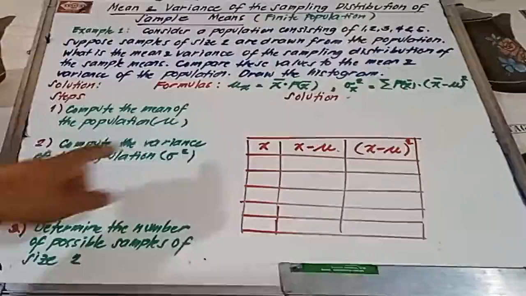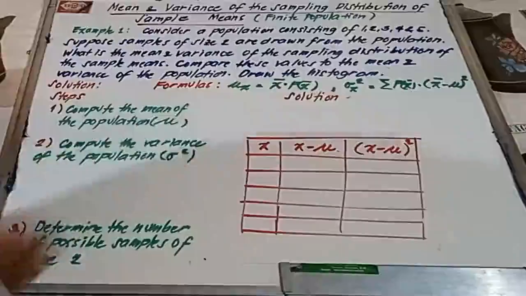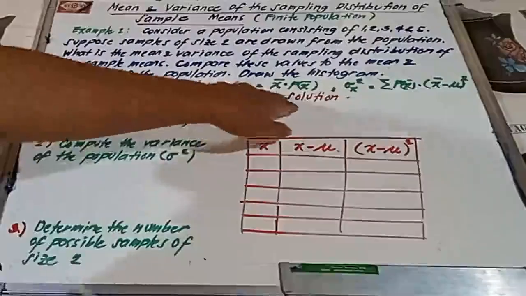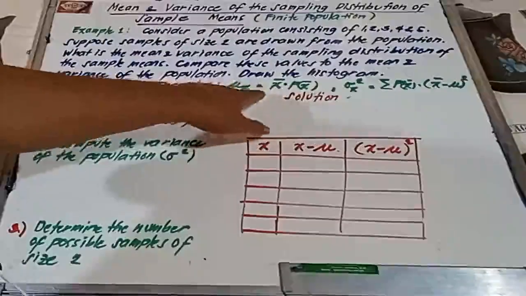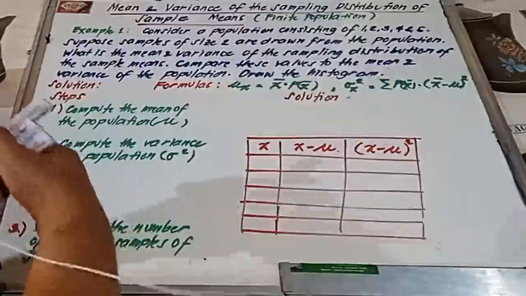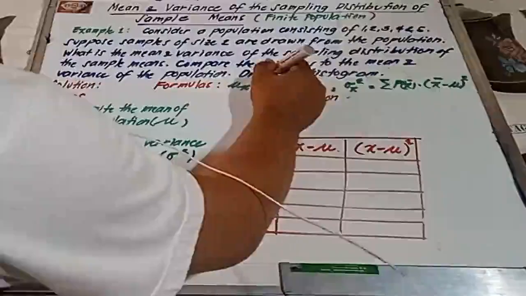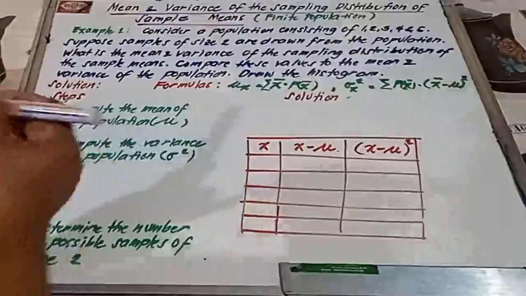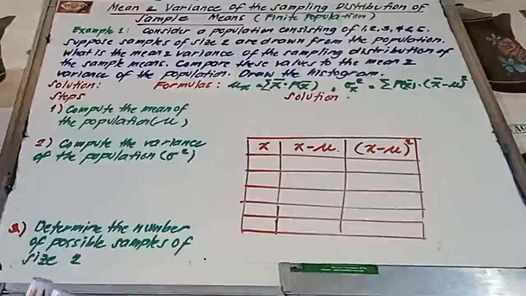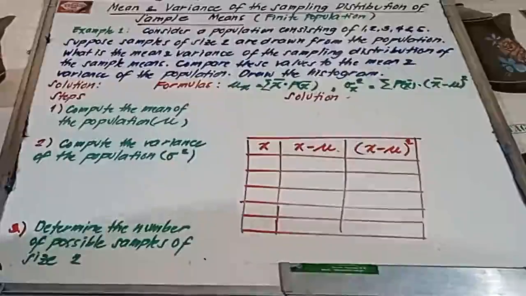And actually, the formulas for us to determine the mean of the sampling distribution and variance of the sampling distribution, we have here x bar times the probability of the random variable x. Actually, this is summation. Sorry, kulang. Summation of x times the probability of the random variable x, wherein the random variable x natin ay yung mean ng ating mga sample means.